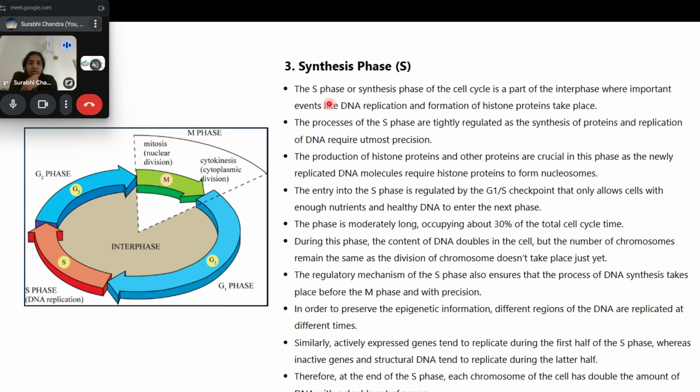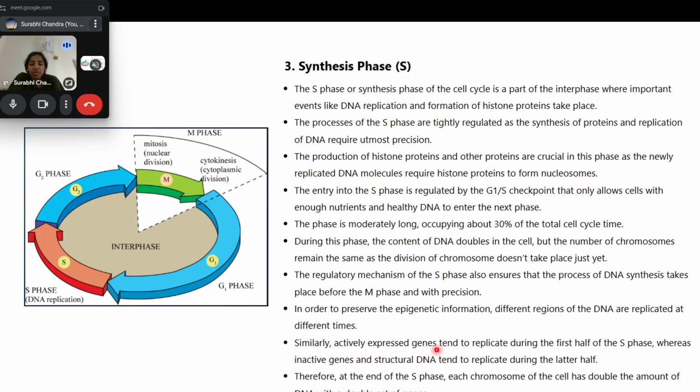Then you have the synthesis, or S phase, where events like DNA replication and formation of histone proteins take place. All the processes are tightly regulated, as protein synthesis and replication of DNA require utmost precision. The histone proteins and other proteins required for packing the newly replicated DNA molecules are synthesized during S phase. The regulatory mechanism of S phase also ensures that DNA synthesis takes place before the dividing M phase.